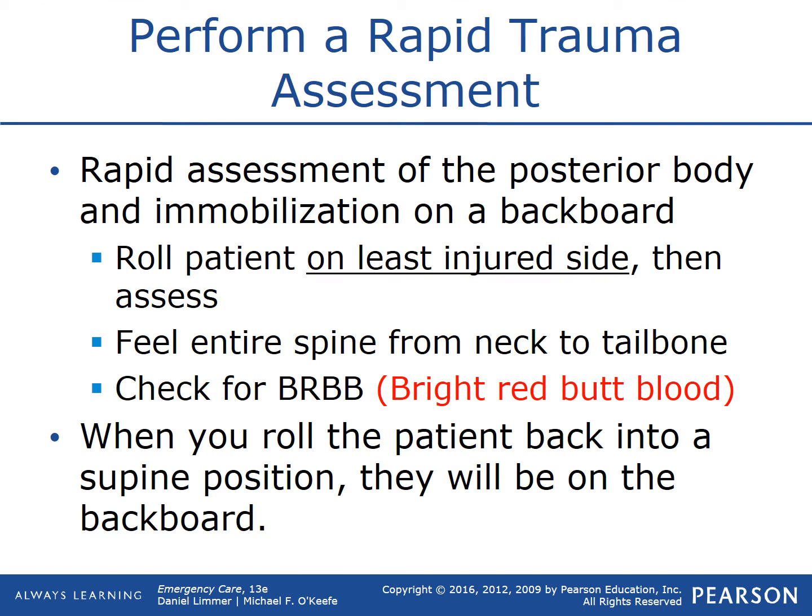After you've done that, it's time to move on to the back side. So you're going to want to roll the patient onto their least injured side. So if they've really busted up their right arm, put them on the left side. If the right arm's really busted up and the left arm's a little busted up, you still have to roll them on the side. And just forewarn them that it's probably going to hurt.